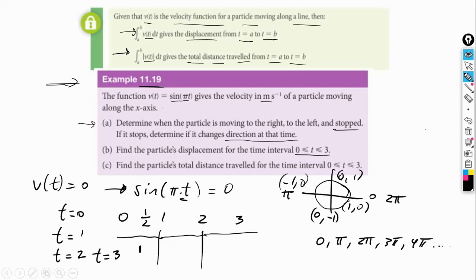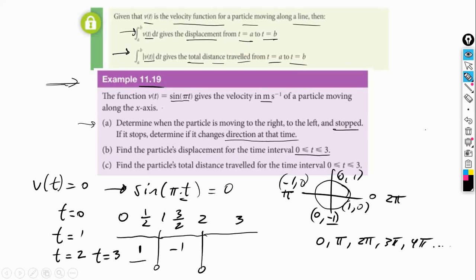So what happens between 1 and 2? Let's use 3/2 or 1.5. What is sine of 3/2 pi? Remember that this is 1/2, 2/2, 3/2. So it's -1, right? Sine of 3/2 pi is -1. So there's a change in direction. It goes from positive direction, stops here at 1, and then negative. Then it stops again at 2.